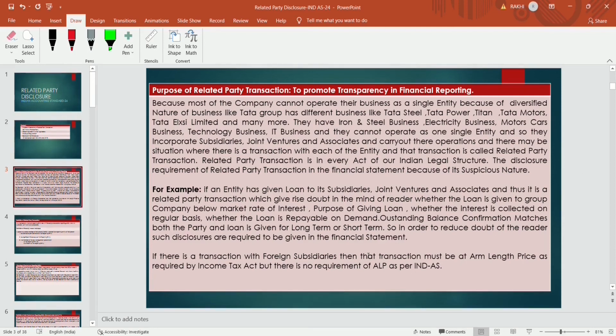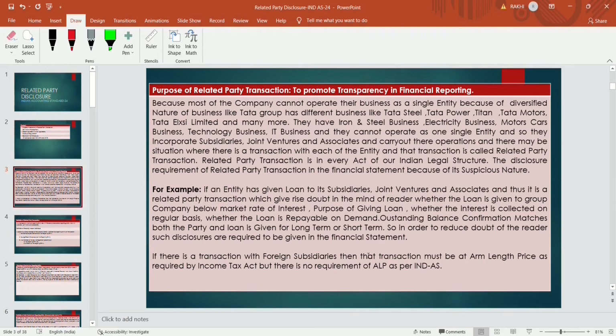Most of the companies cannot operate their business as a single entity because of the diversified nature of the business. Tata Group has different businesses, like steel, power, motors, insurance, IT, technology and hotels. So they extended their hands in many folds. In order to handle that, they incorporated many subsidiaries, joint ventures and associates to carry out their operations. And there may be a situation when there is a transaction with each of the entities, and that transaction is called a related party transaction.